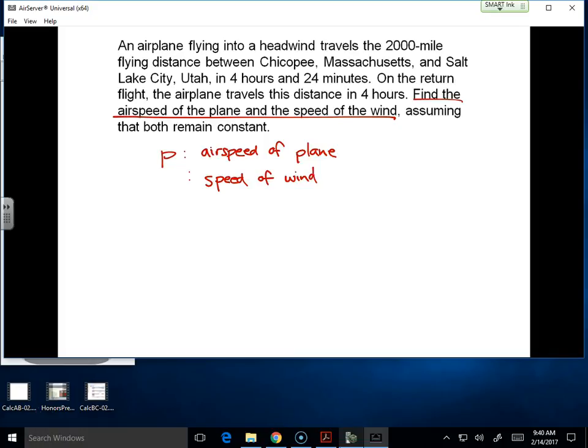We could do S. I was thinking W, just to be like plane and wind, but either way works. Could do A and S for airspeed and speed. What else? Assuming that both remain constant. So we have 2,000 miles. That's a distance. We have 4 hours and 24 minutes and 4 hours.